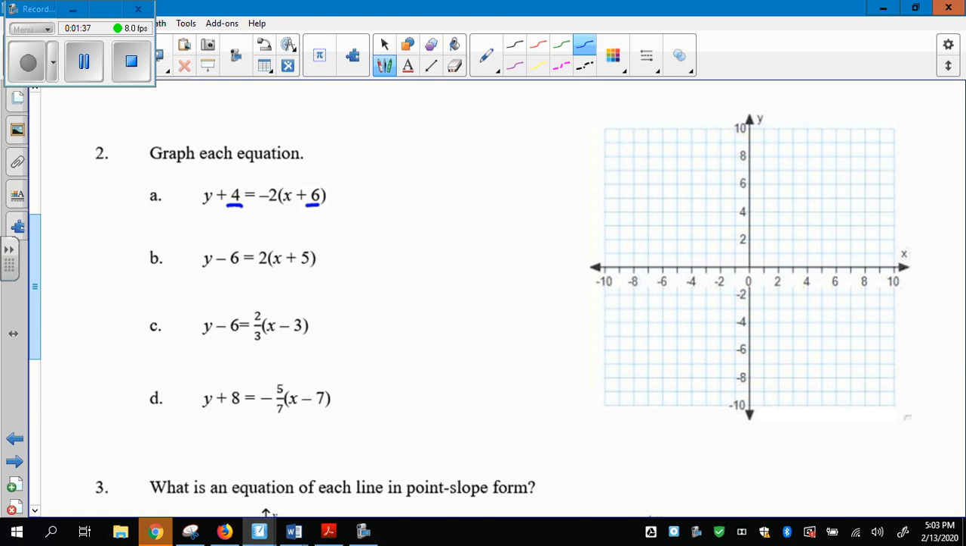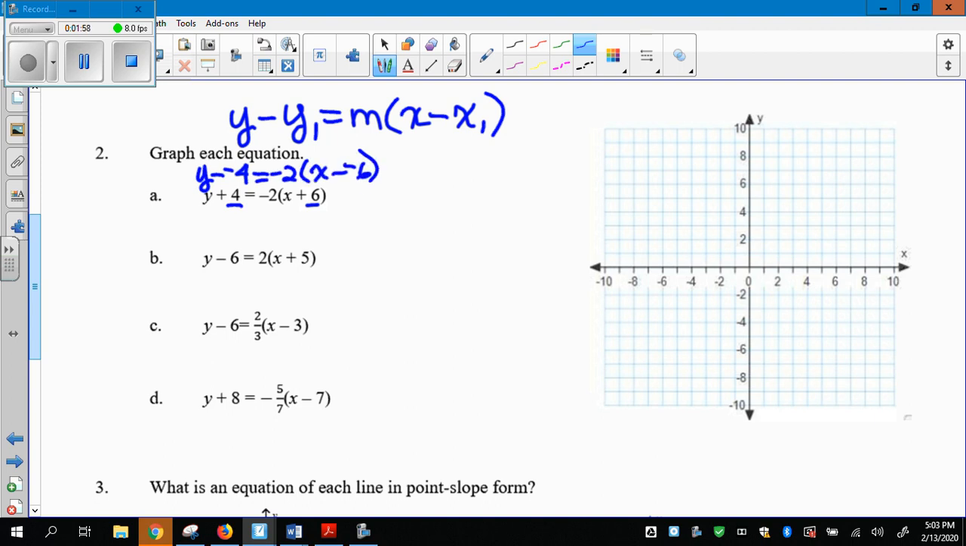Now remember, when the original equation has subtraction in it, you have to be thinking, if it's a plus, what number would be subtracted to get that plus? So you have to think of this as y minus -4 equals -2 times the quantity x minus -6. So actually the point being used in this problem is -6, -4. So we're going to start by graphing that point, -6, -4. That's right there on the graph.